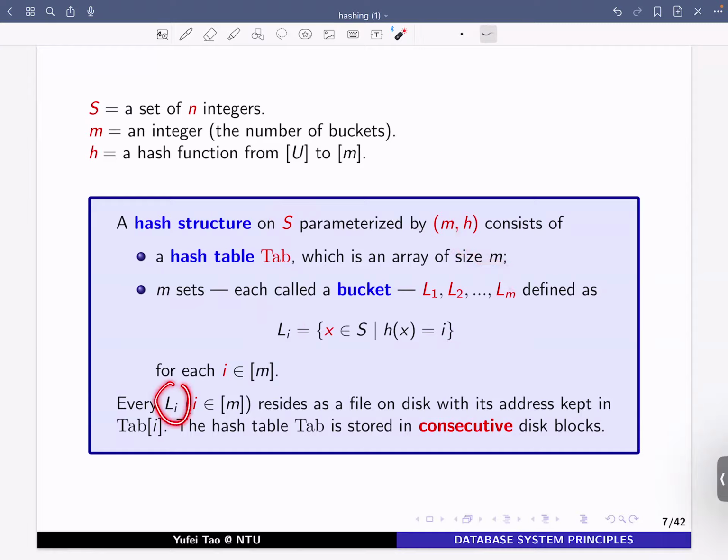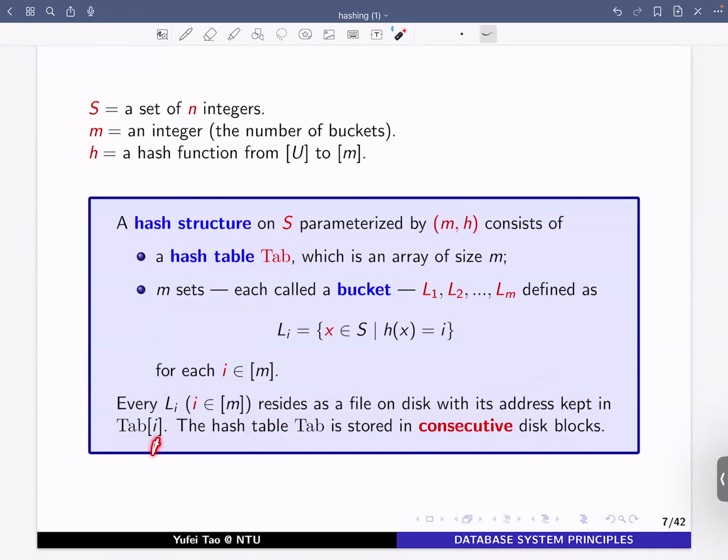Well, every Li, as you can see here, is stored as a file. Okay, and the file is stored on disk. In order to find this file, you have to remember its address. Okay, where is this address kept? Well, this address is kept in the hash table, and more specifically, this is an array.